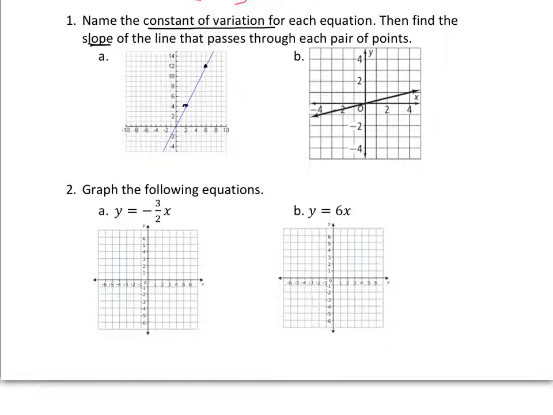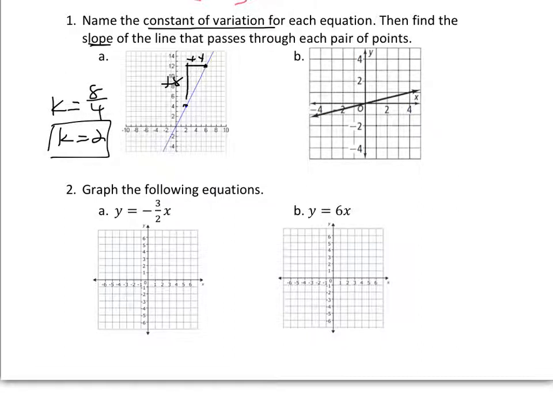So if you count the rise, you're going up from 4, you're going to go up 8 to get to 12, so that's plus 8, and you're going to go to the right, 1, 2, 3, 4, so you're going to go plus 4 to the right. Okay, so our slope, remember, is rise over run. So k equals 8 over 4, which we know reduces to k equals 2.